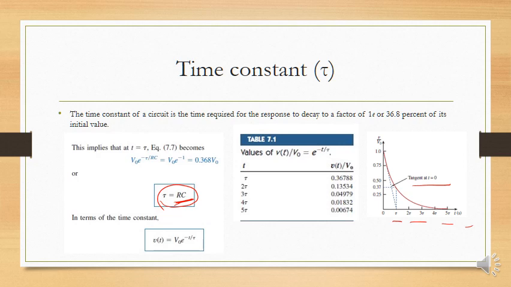In this equation, we are going to change the value of tau: 2 tau, 3 tau, 4 tau, 5 tau, and we got the final response, which is approaching 0 at 5 tau, by using this formula V of t.